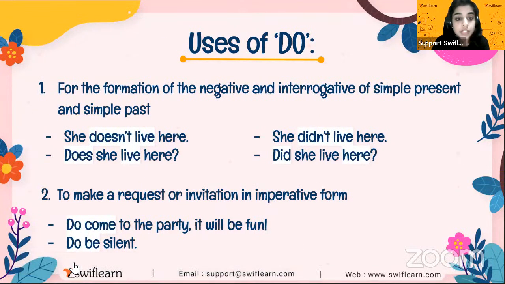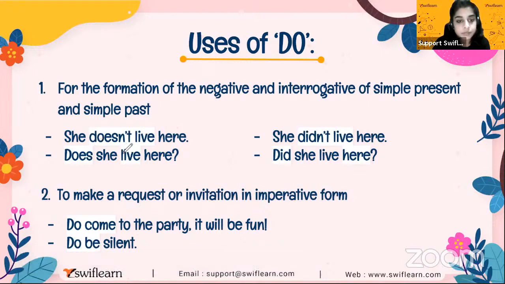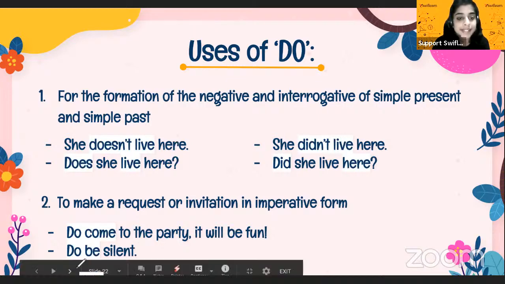Now the uses of do verbs. She doesn't live here. Helping verb. Does she live here? Helping verb. She didn't live here. Helping verb. Did she live here? Helping verb. Do come to the party. It will be fun. Helping verb. Do be silent. Helping verb. So here you will see helping verbs play a very important role. Along with the main verbs, we also need to learn the use of helping verbs to give the complete meaning. Now let's move forward.